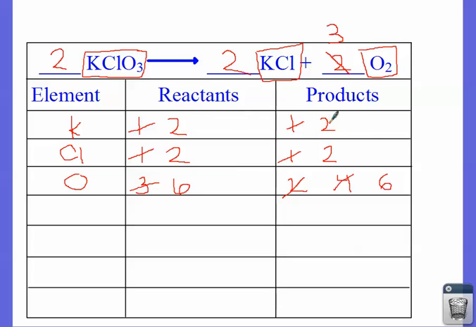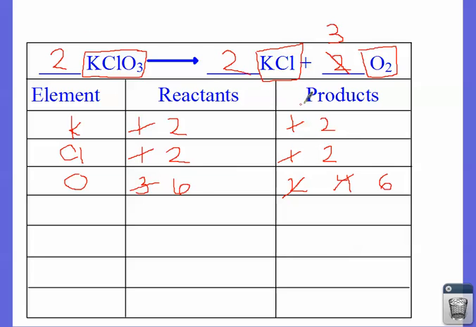So 2 and 2, that's balanced. 2 and 2, that's balanced. 6 and 6, that's balanced. So I need to now go back and check my work. So notice I can only change coefficients. So you can balance equations by only changing coefficients and only coefficients.